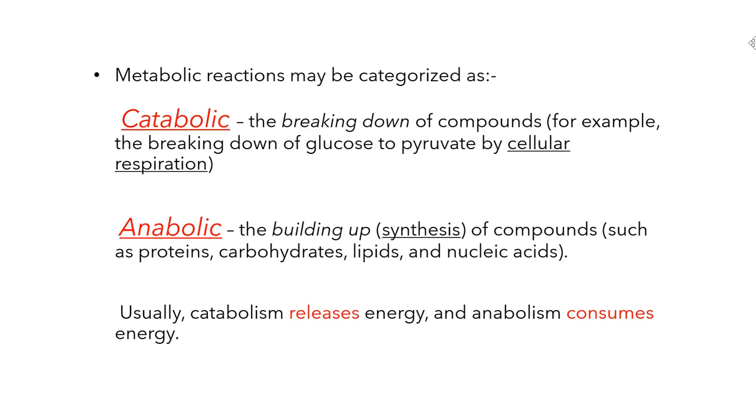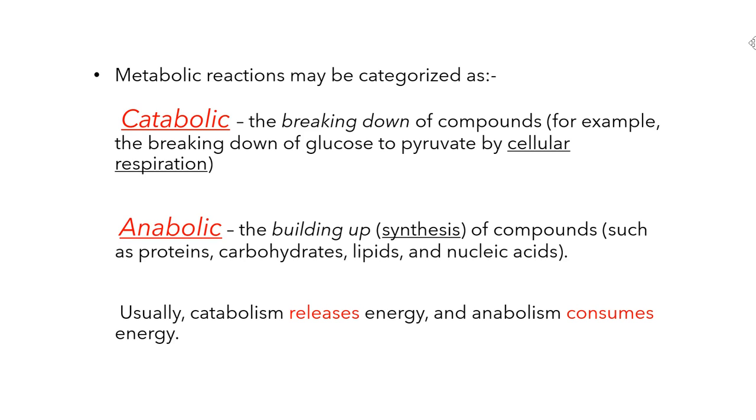If we are taking a food that is a source of glucose, then the catabolic process will break down that glucose to pyruvate by cellular respiration. So this process, the breakdown of the glucose molecule and its conversion to pyruvate, is called catabolism. So firstly there is the catabolic process, and second is anabolism.